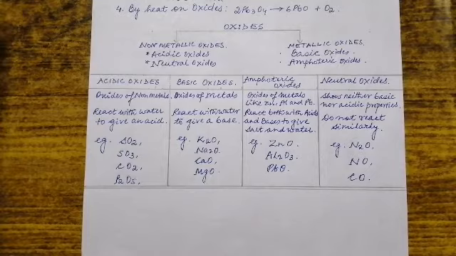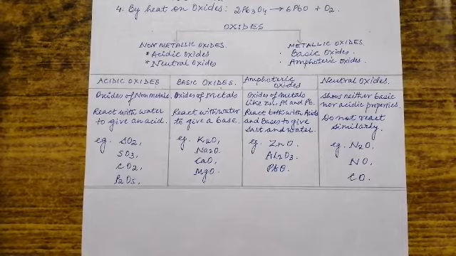Now, amphoteric oxides. Oxides of metals like zinc, aluminium, and lead. These are amphoteric oxides like zinc oxide, aluminium oxide, lead oxide. These amphoteric oxides react both with acids and bases to give salt and water. Just like acids and bases, they always react to give you salt and water. In this case, they react with both acids and bases.